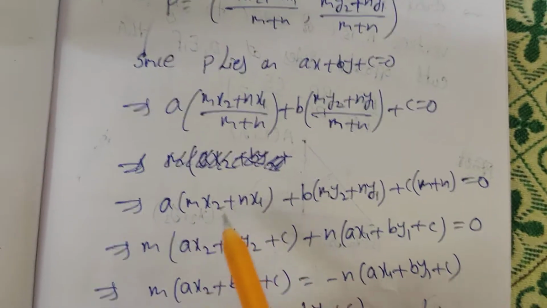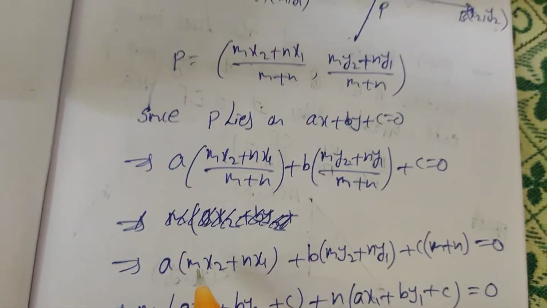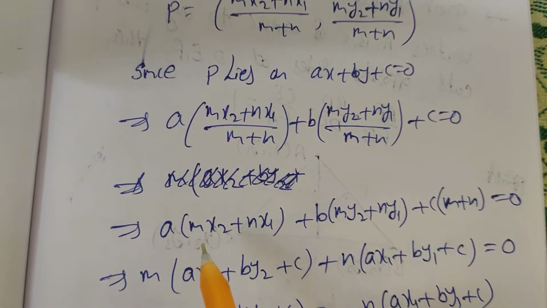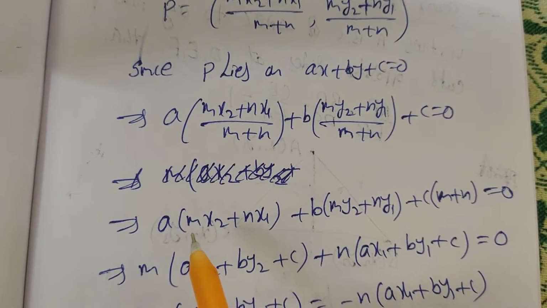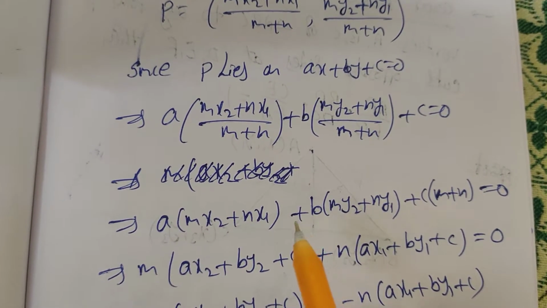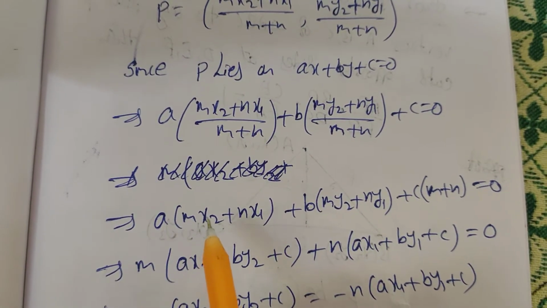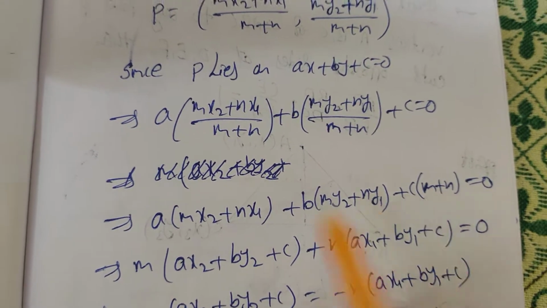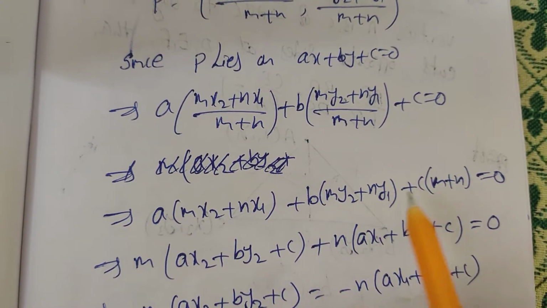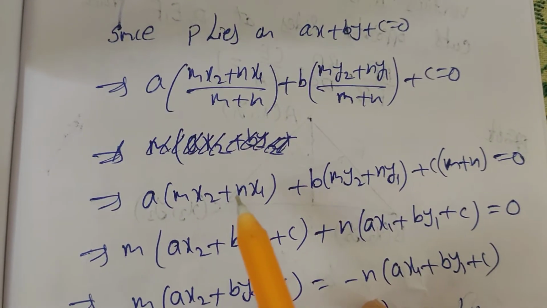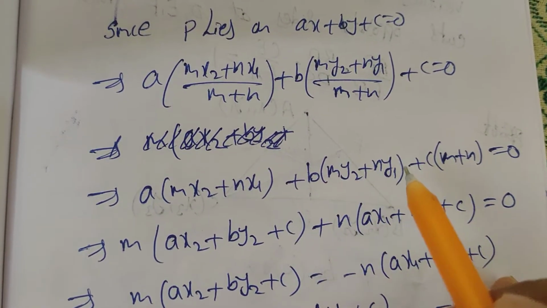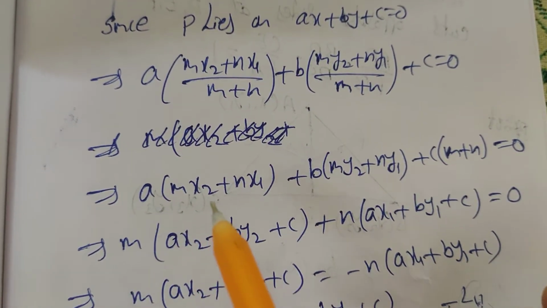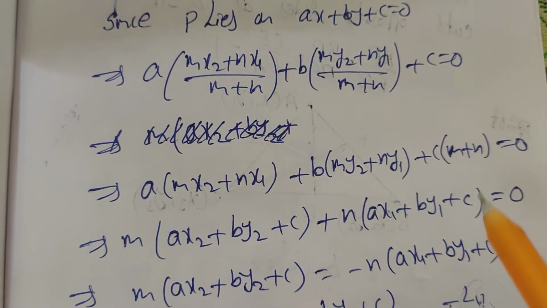Now we need to find the ratio m is to n. So separate the m terms and n terms. In the m terms take m common, and in the n terms take n common. Here we have a mx2, b my2, and c m. From these three terms, if you take m common, we have ax2 plus by2 plus c. And the n terms are a nx1, b ny1, and c n. From these three terms, if you take n common, then we have ax1 plus by1 plus c is equal to 0.